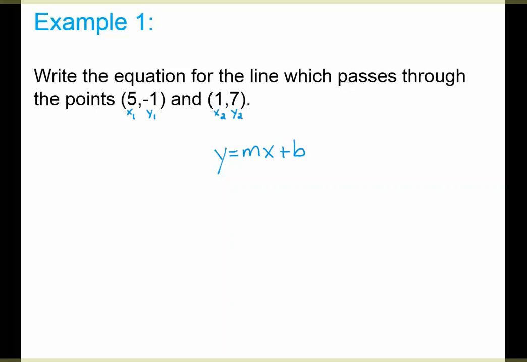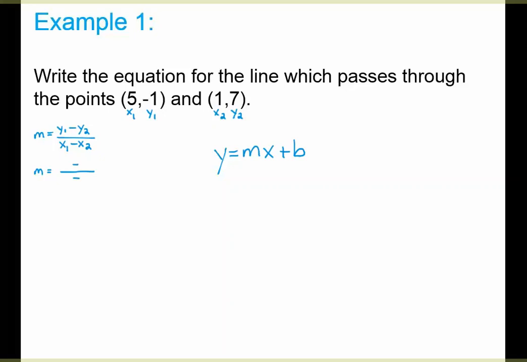So we'll begin by trying to figure out the slope, and we're going to use the slope formula for that. So remember, m equals y sub 1 minus y sub 2 over x sub 1 minus x sub 2. If you have 2 points, you can figure out the slope. And remember, the slope is half of the information.